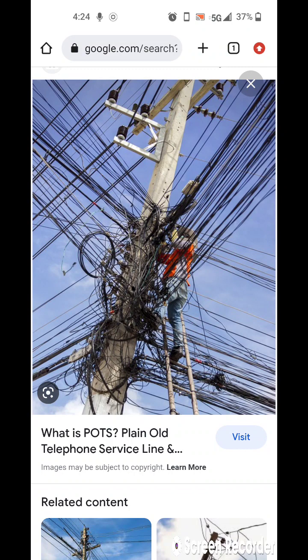Okay? POTS lines is this. So if someone wants to find out what you're saying and what you're talking about, they literally have to butt into your system. That's why I have my phone butt set.